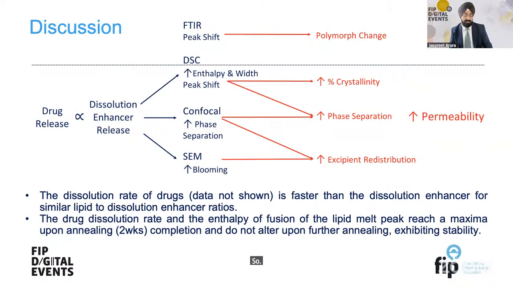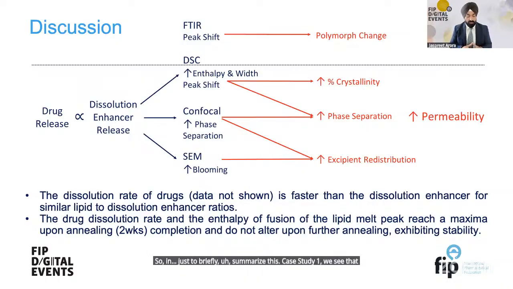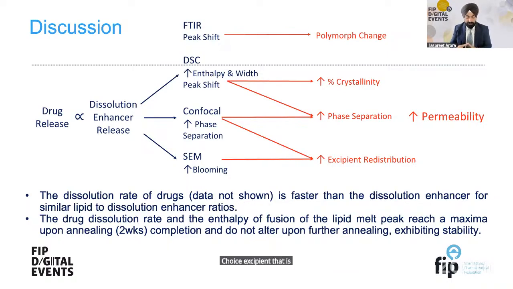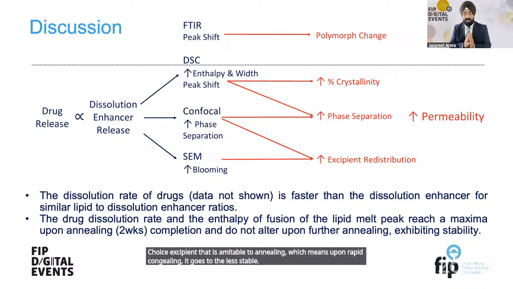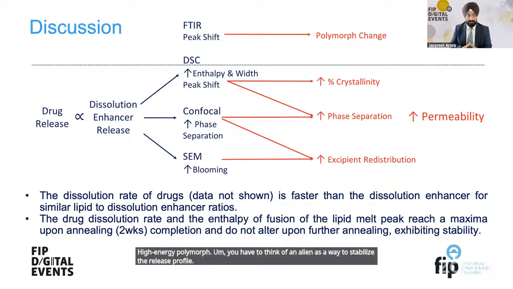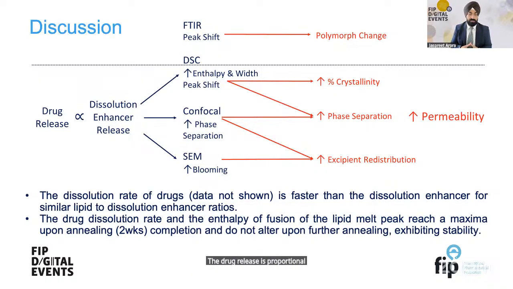So just to briefly summarize this case study 1, we see that in controlled release lipid multiparticulates, where you have a lipid excipient that is amenable to annealing, which means upon rapid congealing, it goes to the less stable high energy polymorph, you have to think of annealing as a way to stabilize the release profile. The drug release is proportional to the release of the dissolution enhancer.